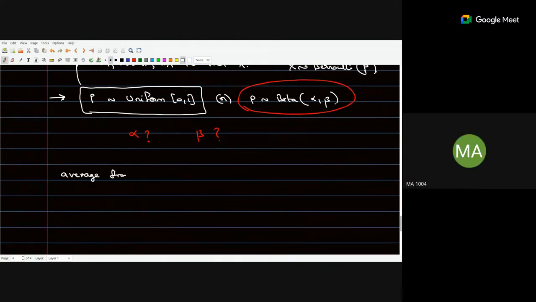Average fraction means the mean of this P, which is more or less the expectation of this P, or maybe P prior. Take a moment and understand this. The mean and the expectation are both the same, and it gives me the average. Now, how can I get this? This is given as 10%. And how do I relate this to my alpha? Is there any way I can relate?